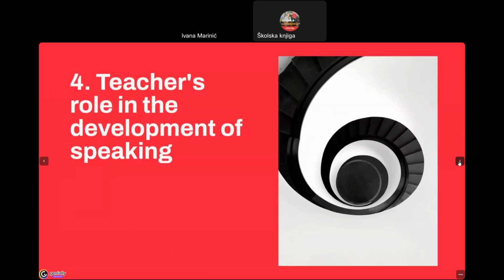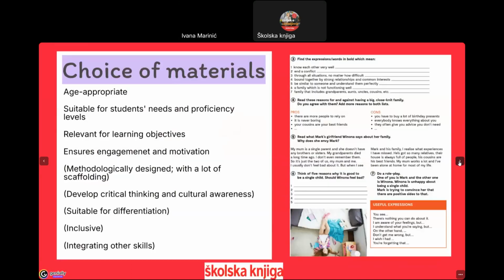Although at this point, it seems like, so if everything is so chaotic, what are we even doing there? Can we be of any help? Yes, you can, of course. So first of all, careful choice of materials is very important. First of all, materials need to be age appropriate, both in terms of topics and what is it that students will want to talk about, and what is it that they have knowledge of, right?